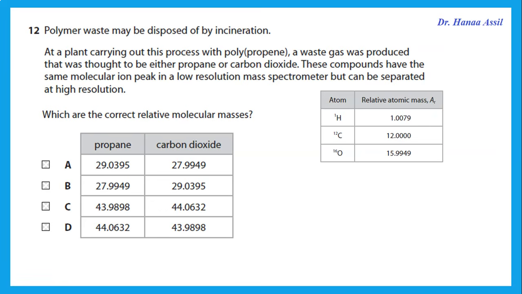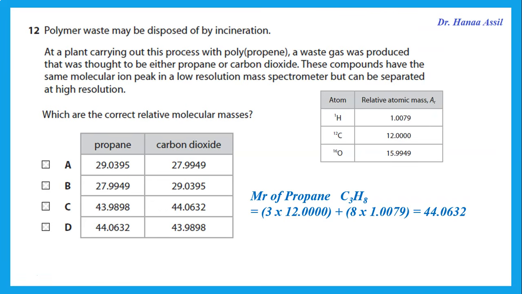So in the low resolution mass spectrometer, there is no difference. But they can be separated at high resolution, because at high resolution we use the exact atomic mass that is shown in the table there. So what is the correct relative molecular mass of each one? Remember that propane is C3H8. So if I calculate the MR using the numbers in the table, then it comes out to 44.0632. What about carbon dioxide? It will come out to 43.98. So these are my results.